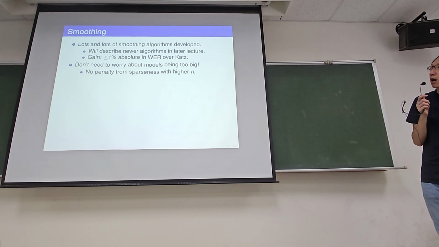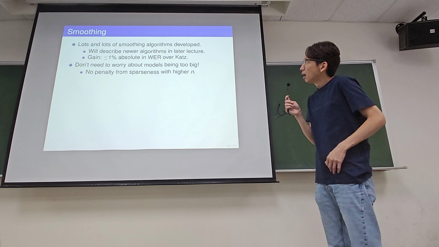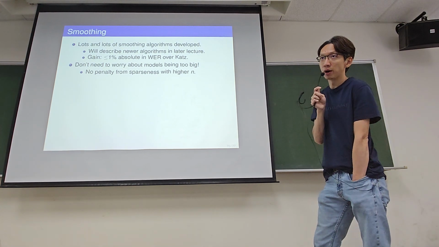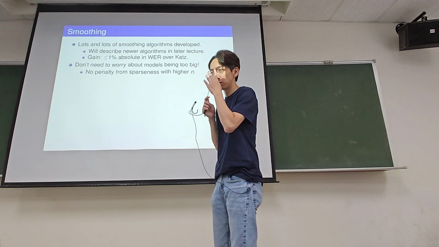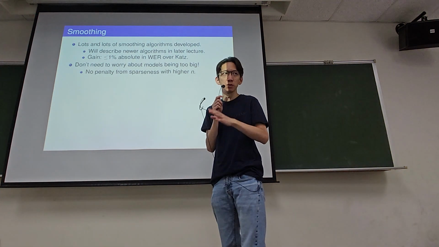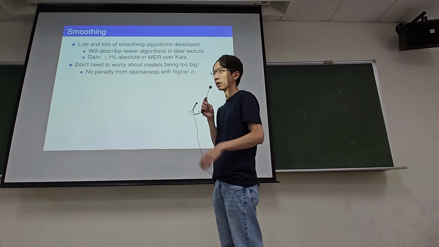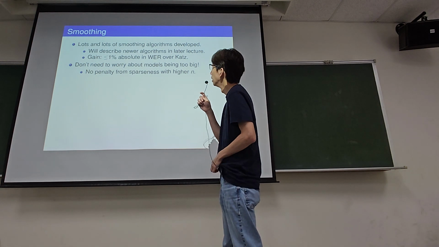All right, smoothing, a little bit of recap. There are lots of smoothing algorithms. We don't have time to talk about newer algorithms, but I think this one will set the tone for modern ASR: Katz smoothing, doing grouping estimates and also backoff. Even the newer discounting methods build upon basically this kind of idea.